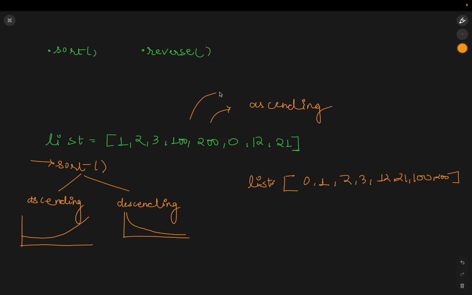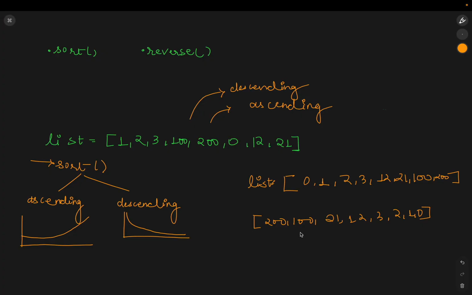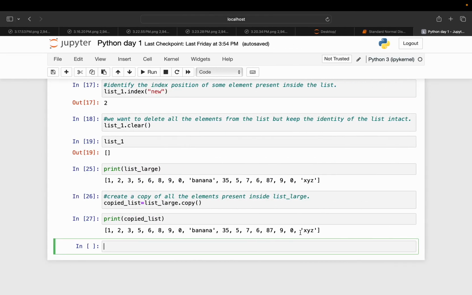Similarly, if I want to sort this list in the descending order, the final list is going to look like 200, 100, 21, 12, 3, 2, 1 and 0. So this is how ascending and descending works. Now let's hop into the Jupyter notebook and do this ascending and descending thing.